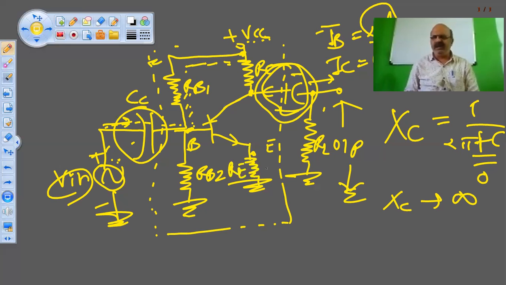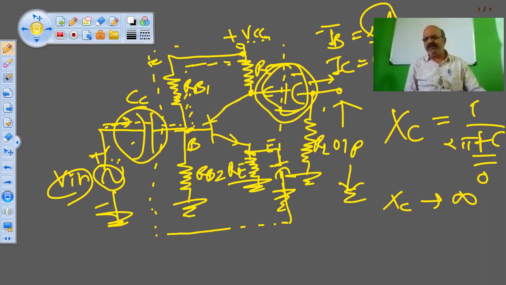In voltage divider bias, we have connected one resistance in the emitter side, one resistance in the collector side, and two resistances on the base side. They are called the voltage divider arrangement, RB1 and RB2. Correct? So if you are connecting Re here in the emitter side, then you will also have to connect a bypass capacitor across Re, or in parallel with Re.